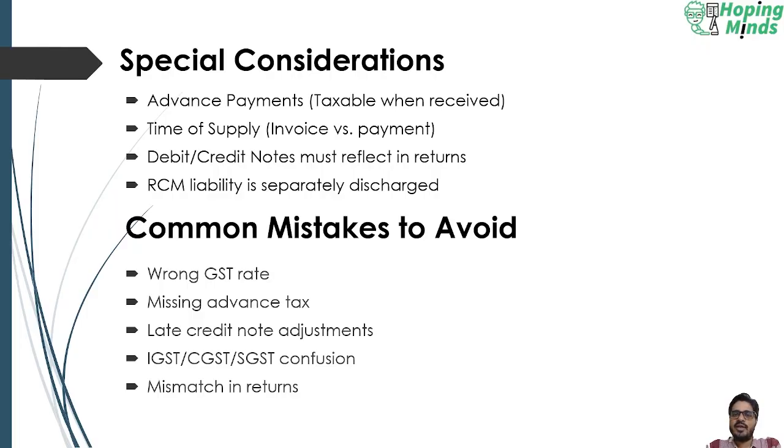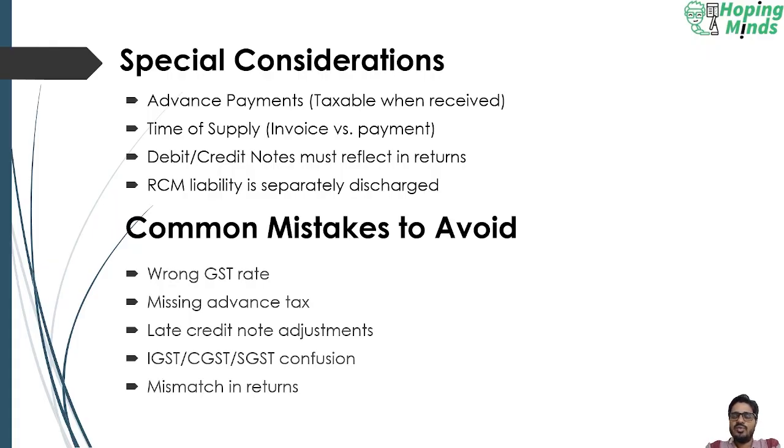Next, debit notes and credit notes must be reflected in the return. Any credit of credit note or any increase in tax due to debit notes must be there in the GSTR 1 return. Then RCM liability is a separate liability and is to be discharged separately. Liability under the reverse charge mechanism must be discharged separately and its input tax credit shall be claimed separately in the GSTR 3B return. Then what are the common mistakes to avoid while filing GSTR 3B return?